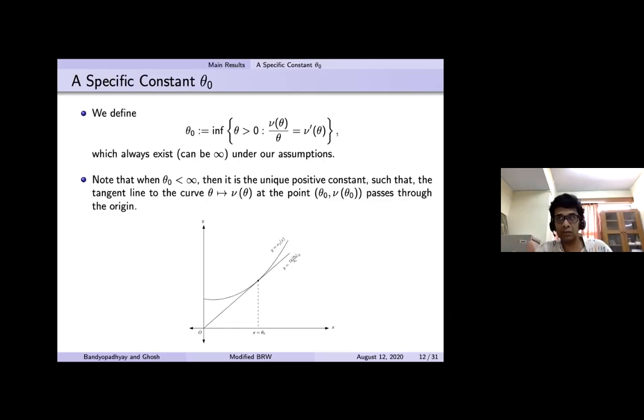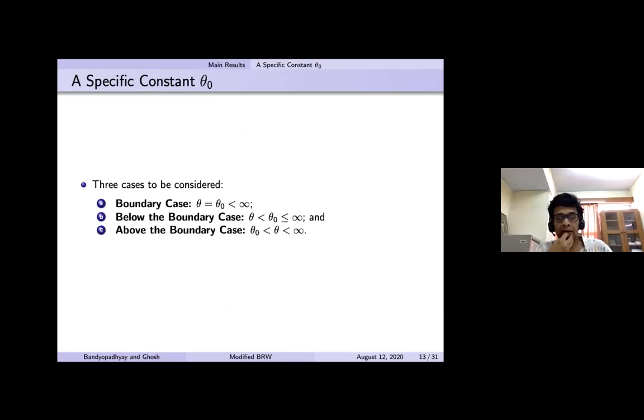And we need the assumptions which we made to make this go through. In particular, the assumption that the progeny distribution has a one plus pth moment is very important for this. And also the finiteness of the moment generating function. Now I'm going to break into various different cases based on this parameter theta. Theta equal to theta naught would be called the boundary, below theta naught would be called below the boundary, and above theta naught would be called above the boundary. Of course, the boundary and above the boundary cases are only possible provided theta naught is finite. If theta naught is infinity, then we are always in the below the boundary case.